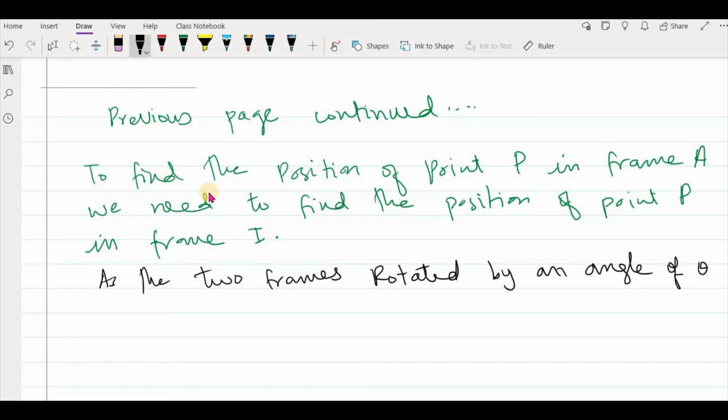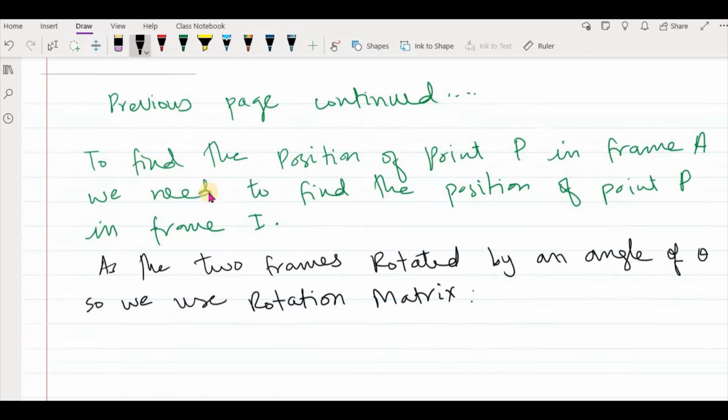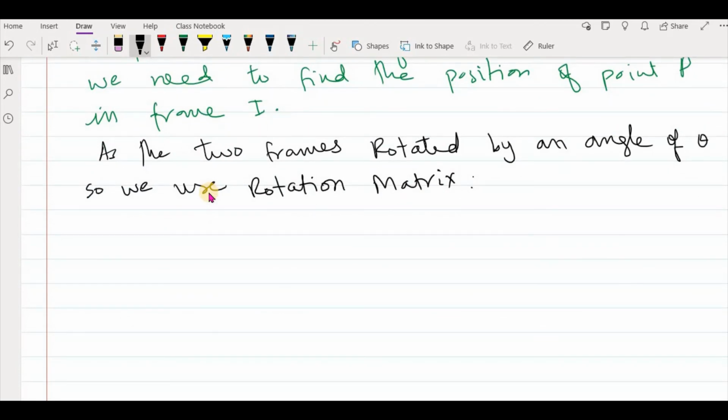Theta. So we use the rotation matrix. To find the coordinates, the homogeneous coordinates, in your I frame, x, y, and 1. Previously we only used x, y. Now we shall use 1.